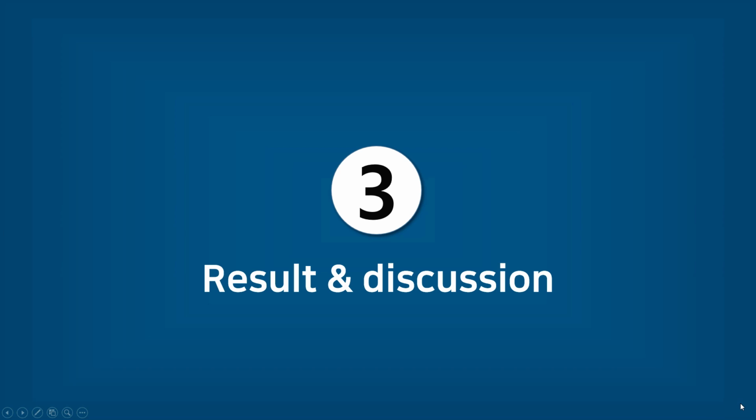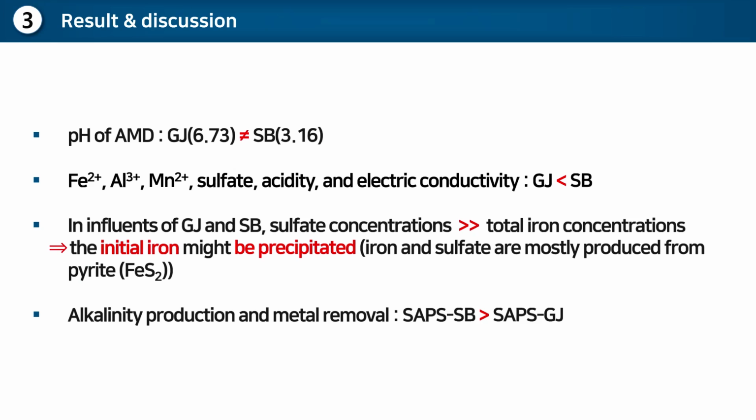Results and discussion. AMD pH values were very different in the two sites, where GJ had pH 6.73 and SB had pH 3.16. Influent levels of Fe2+, Al3+, Mn2+, sulfate, acidity, and electric conductivity were much higher in SB than GJ. In the influent of GJ and SB, sulfate concentrations were much higher than total iron concentrations. Considering that iron and sulfate are mostly produced from pyrite, a considerable portion of the initial iron might be precipitated as AMD flows through channels to the passive treatment processes.